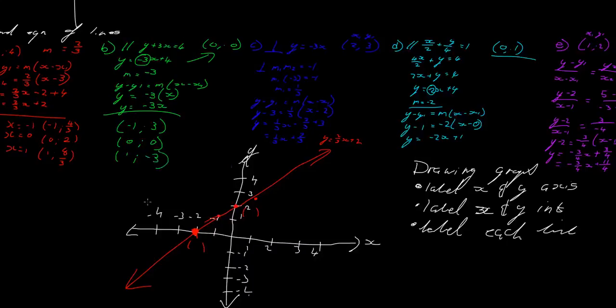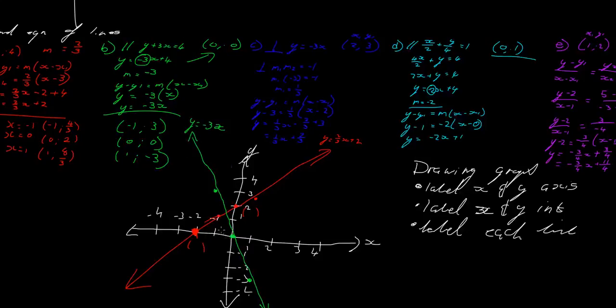Okay, so there we've got our 3 points. So let's quickly plot them. Minus 1 and 3. So x equals minus 1, y equals 3. So that's there. 0 and 0 lies here. 1 and minus 3 lies there. And we can draw our line through those points. And remember to label your line, which is y equals minus 3x.